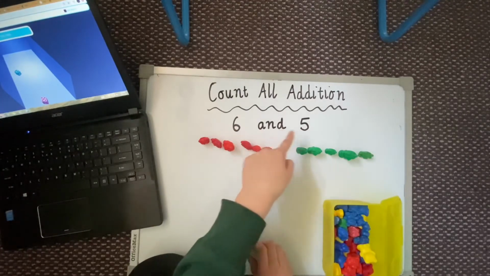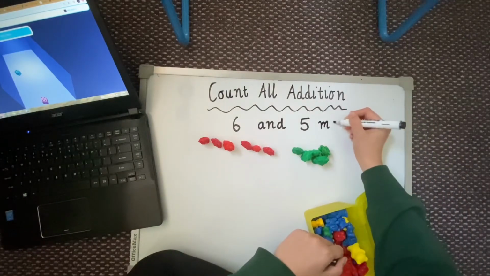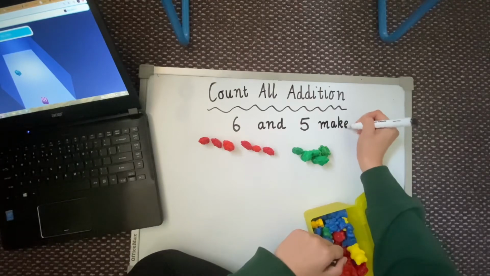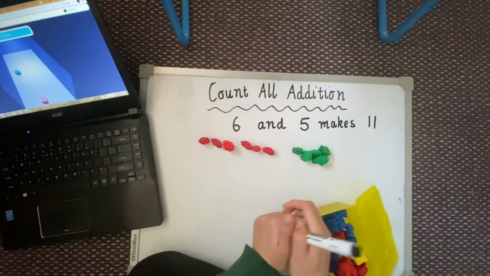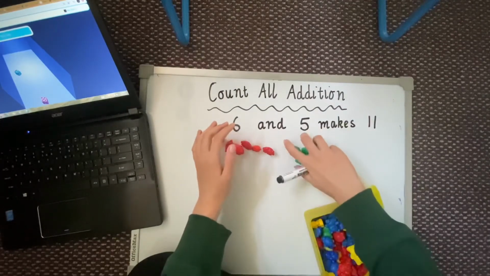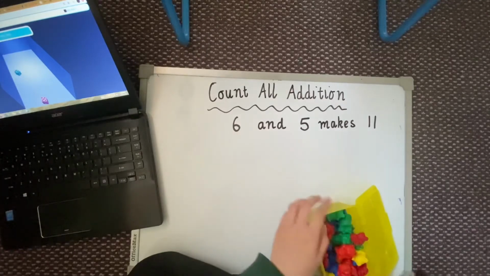So 6 and 5 makes 11. That is our first addition problem that we've figured out. Let's do another one.